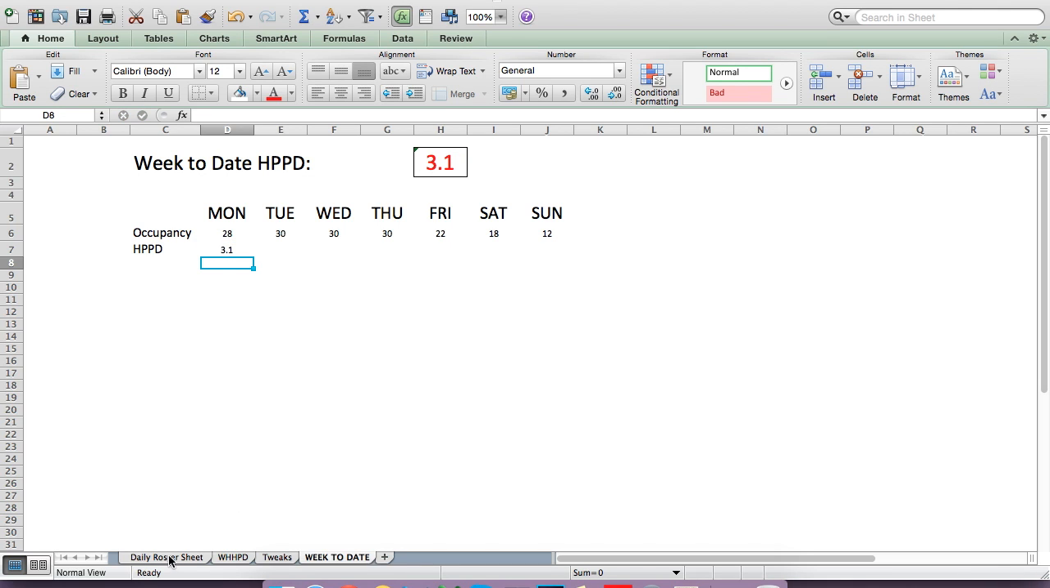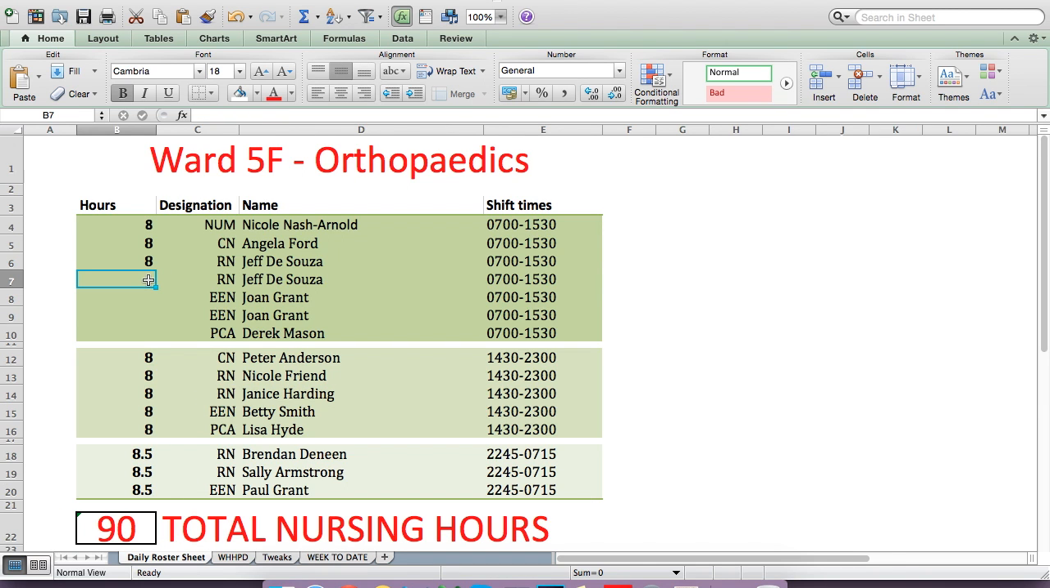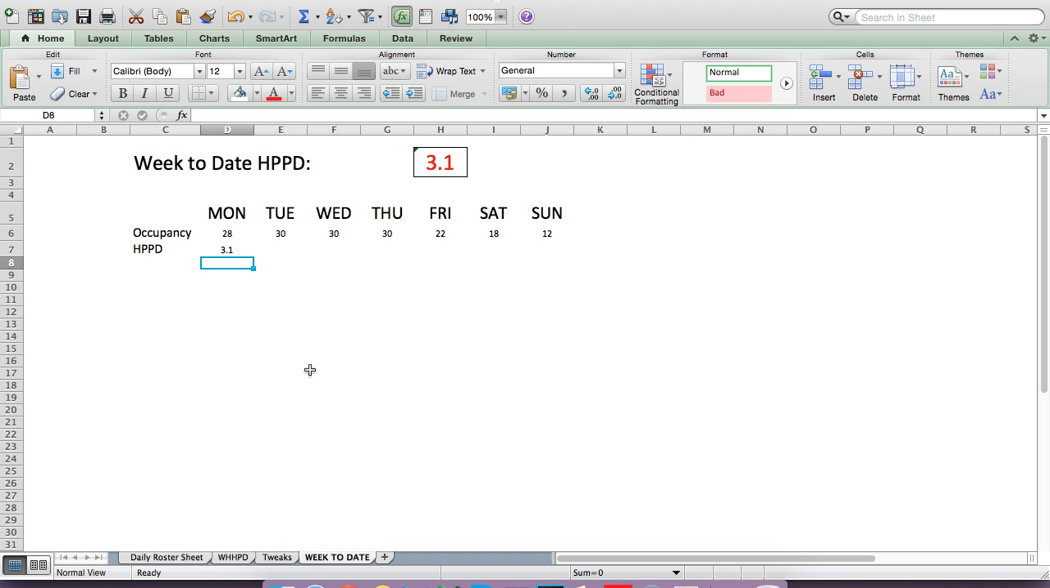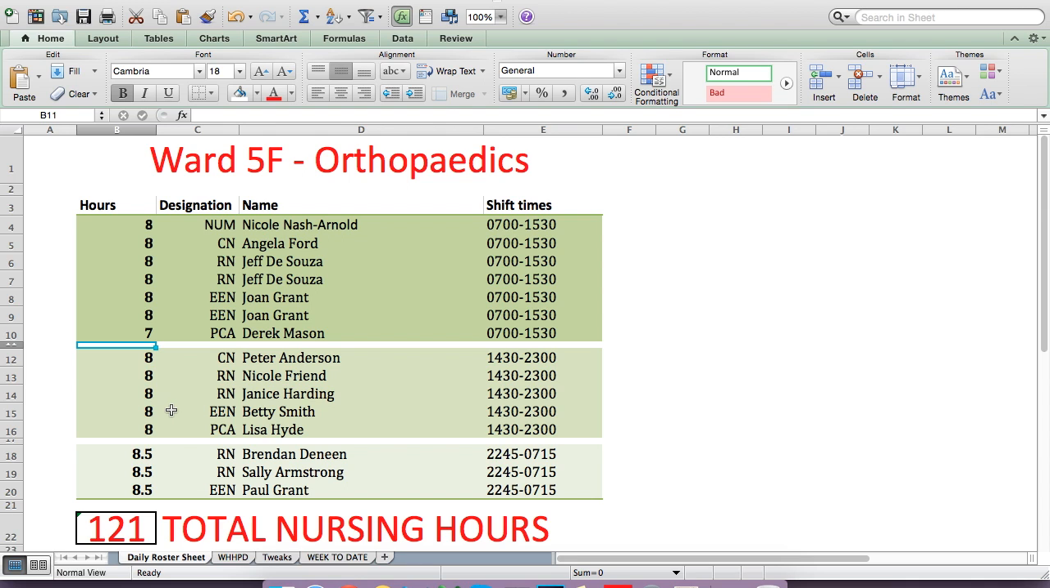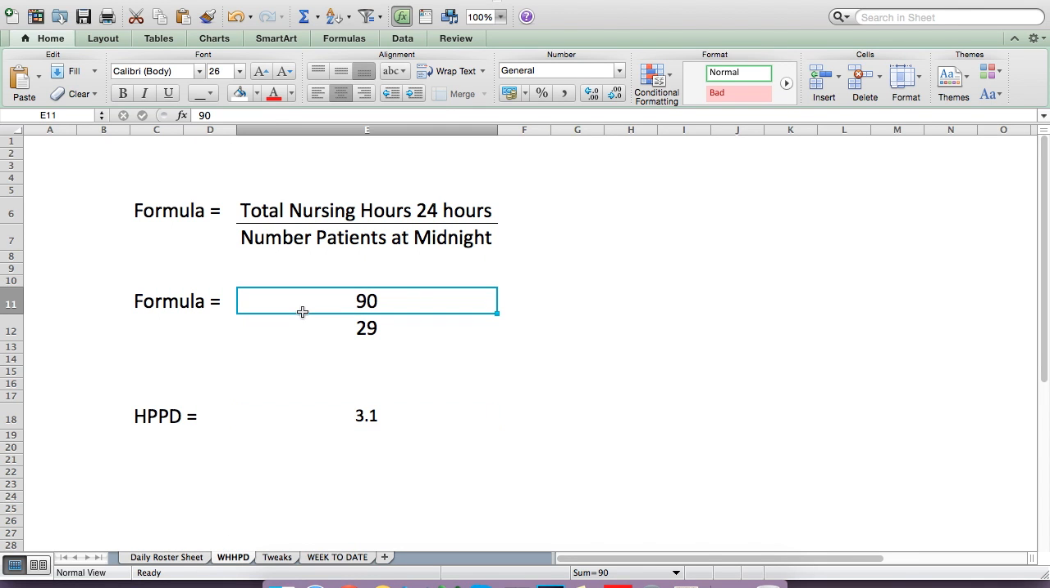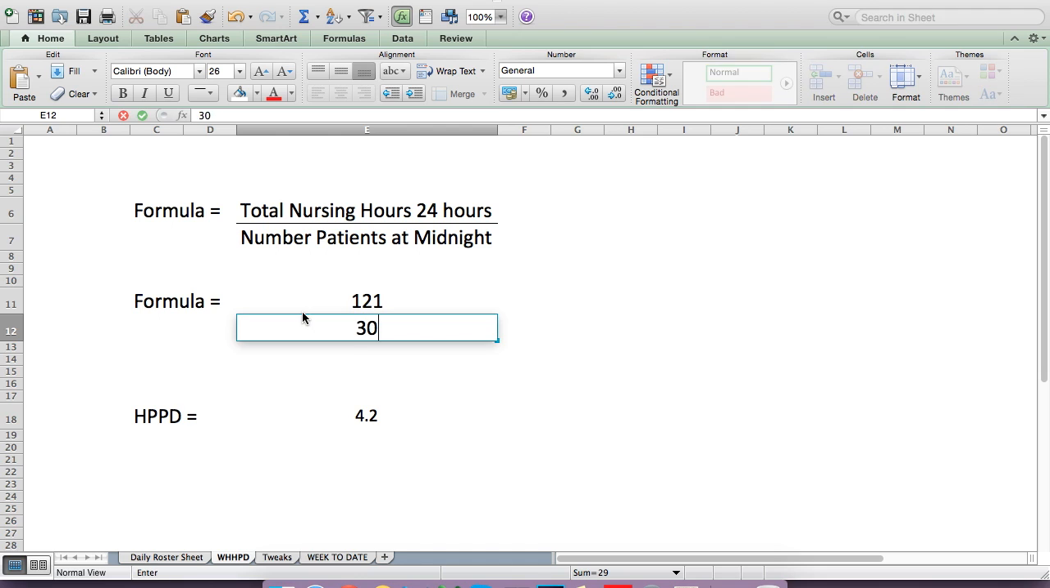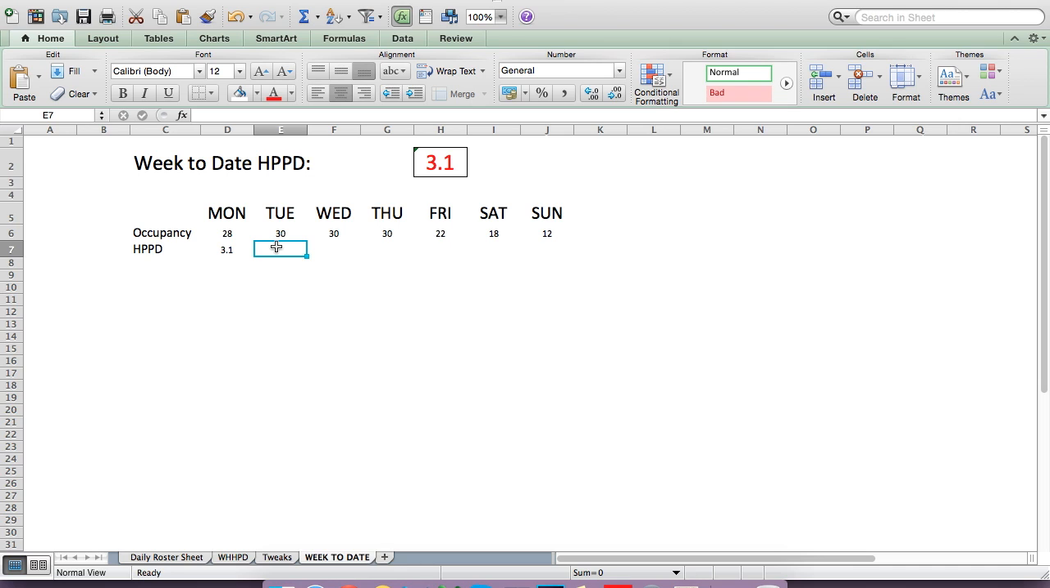So let's have a look. Now Tuesday, we're going to go back to our full complement, because, let's go back there, we only have 7 hours for him. Because the weeks look like this. You've got 30, 30, 30. You're going to need everybody, morning, noon and night. So you're going to have 121 hours. So let's just put 121 hours, and you're going to have 30 patients. So your HPPD is 4.0, sorry. 4.0 for Tuesday, 4.0 for Wednesday, 4.0 for Thursday.